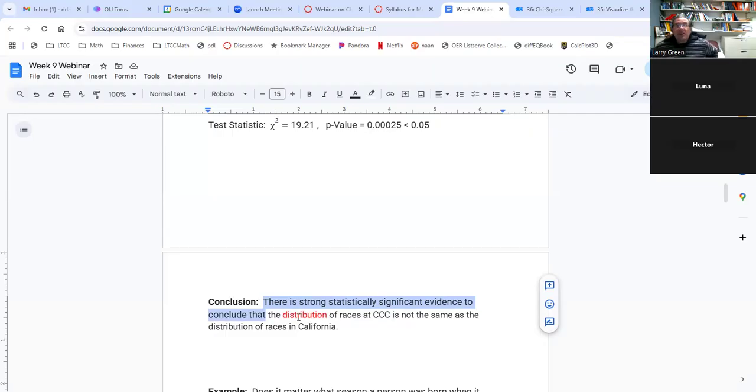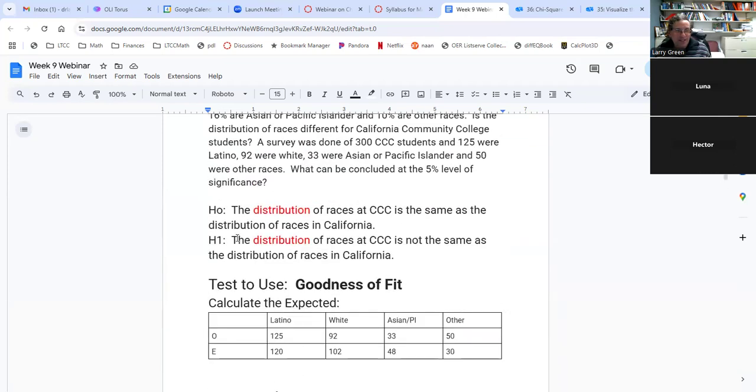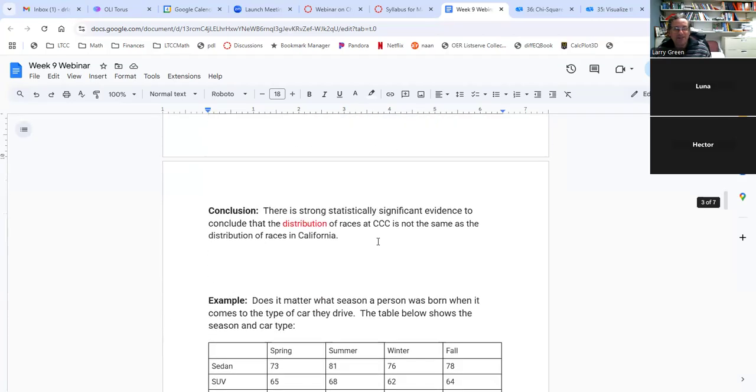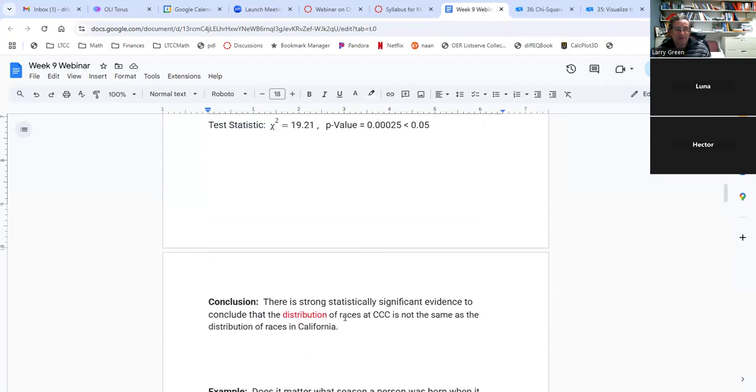So just to let you know, for goodness of fit tests, pretty much everything we do, it's either going to be there is strong statistically significant evidence to conclude that, or there's just statistically significant evidence to conclude that, or there is statistically insignificant evidence to conclude that. It's almost all similar, but you've got to get it right. And now what you can do is basically just copy and paste H1, because that's what we're concluding. So that was the distribution of races at California community colleges is not the same as the distribution of races in California.